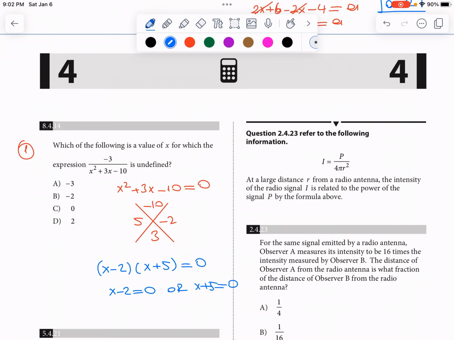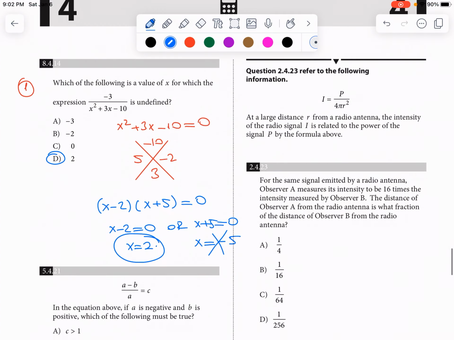For the first case, x is going to be equal to 2. For the second one, x is going to be equal to -5. So we do not have the -5 in the answer choices. We can eliminate it. So x is going to be equal to 2, which is D. Next question, question 2.